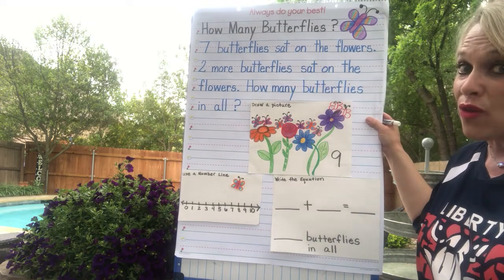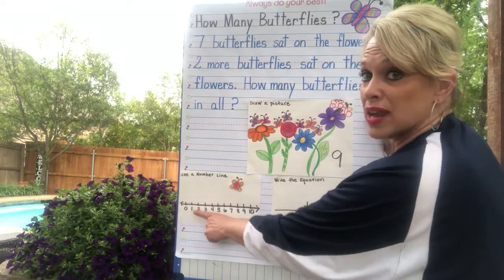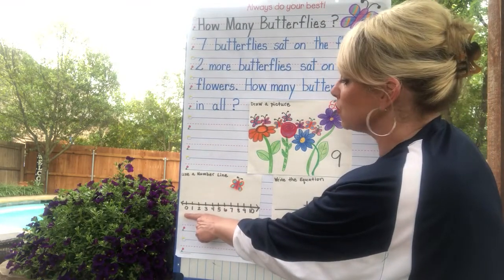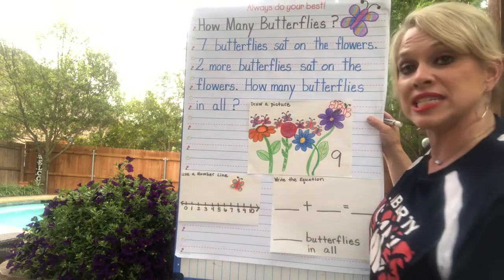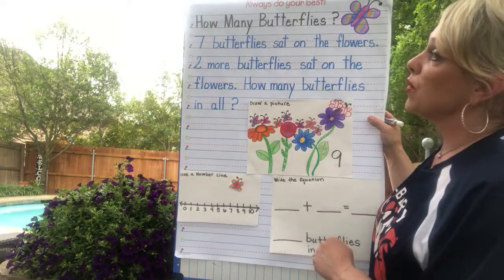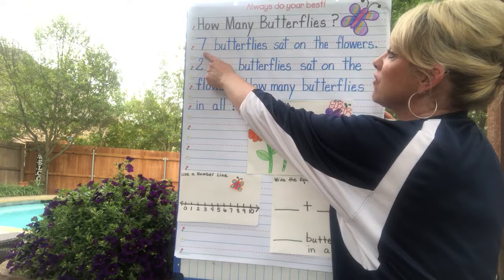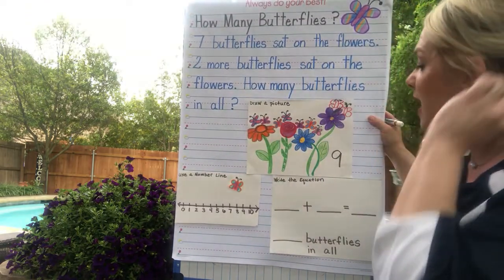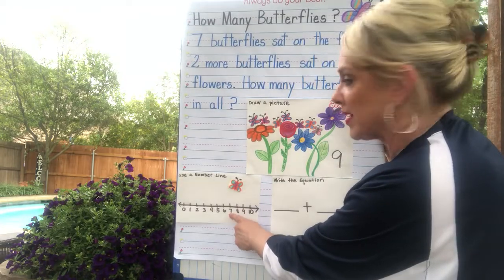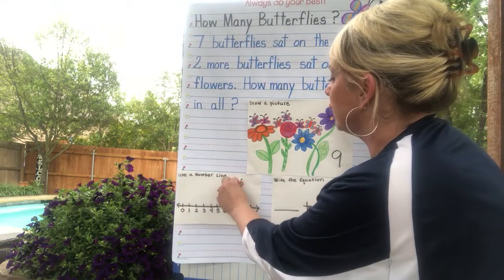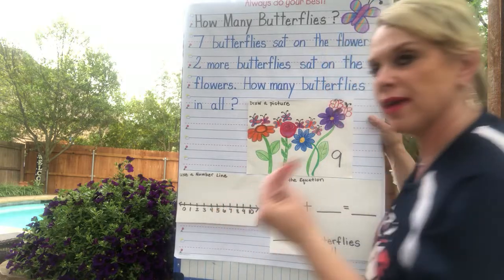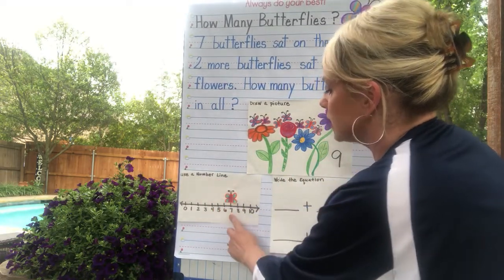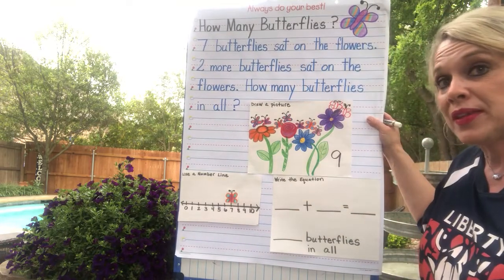Another way you could solve the word problem is if you had a number line. So look right here, I've got a number line numbered from 0 all the way to 10. We know in the word problem we started with 7 butterflies. So you would find 7 on the number line, and I made us a little butterfly. See if he's going to cooperate with me. I'm going to have him fly down and sit by that 7, okay? Because we know we started with 7.